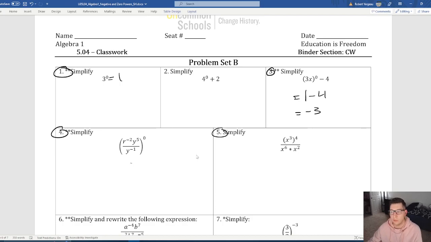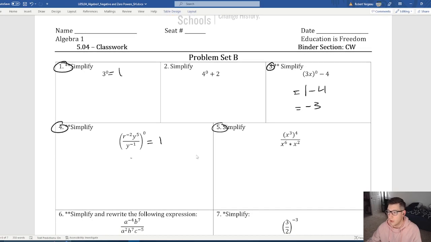Over here on number 4, we have a whole lot going on, but everything that's happening here is all being raised to the 0. And so I can actually just say, well, because what's going on in here is just raised to the 0, it's just 1, right? This is similar to that first example in that 0 power property. This is just 1.